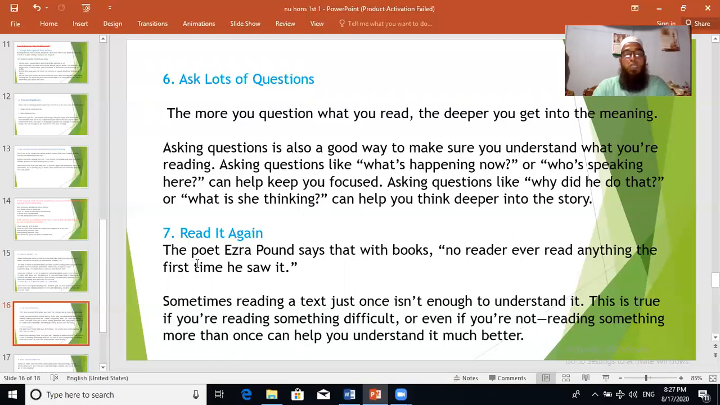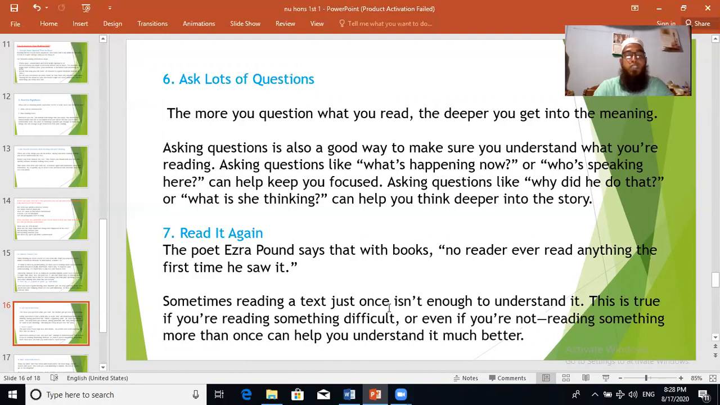There is a quotation of a great personality. The poet Ezra Pound says that with books, no reader ever read anything the first time he saw it. What is the meaning? The meaning is that the first reading is not a reading actually, it's just seeing, according to Ezra Pound, a great poet. He said, no reader ever read anything the first time he saw it. That means the first reading is just seeing, it's not getting meaning.